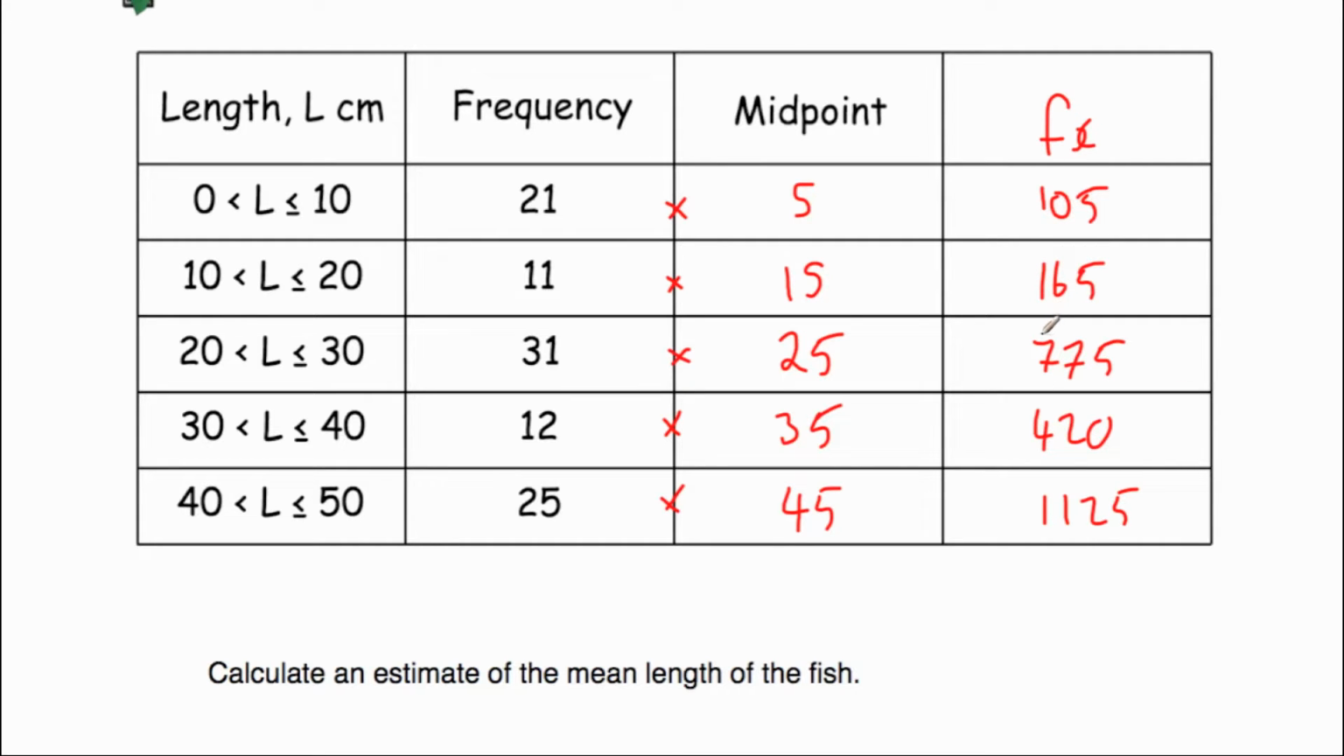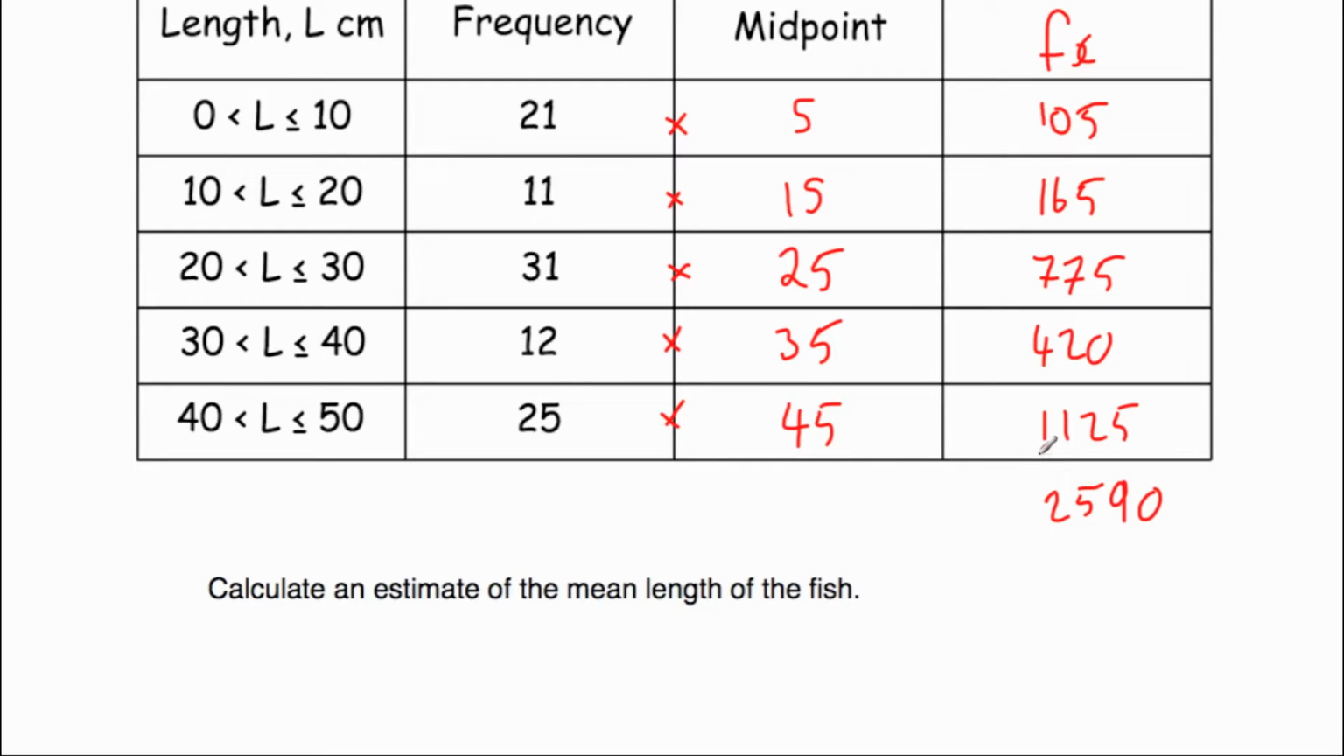Now remember, to find the mean, we would add up all the values and divide by the number of values. So we've got our estimates here, our fx column, for our 21 fish between 0 and 10. We've estimated that they would have a length of 5 centimeters each, and we've done 21 times 5 and 11 times 15 and so on. If we add up the fx column, that would give us our estimate for the grand total. So 105 plus 165 plus 775 plus 420 plus 1,125 gives us a grand total of 2,590 centimeters. So our estimate for the total length of the 100 fish is 2,590. That's what we get if we added up all the values. Then we would divide it by how many numbers there are.